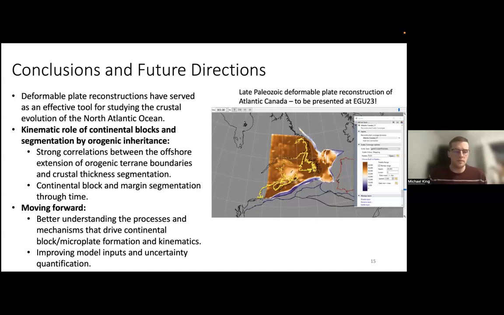And moving forward, it seems like the talks ahead of me will also talk a bit about this, but I think getting a better understanding of the processes and mechanisms that really drive these continental block kinematics is going to be really important, to try to validate what we're seeing in our plate models. And also, of course, improving the model inputs and developing a better way of quantifying uncertainty within these models.